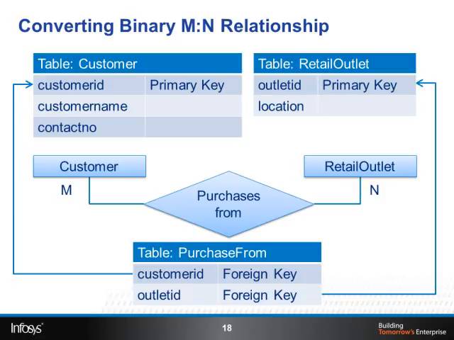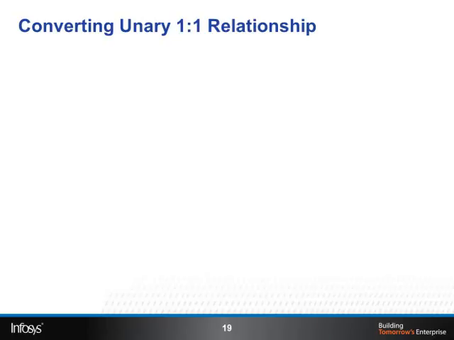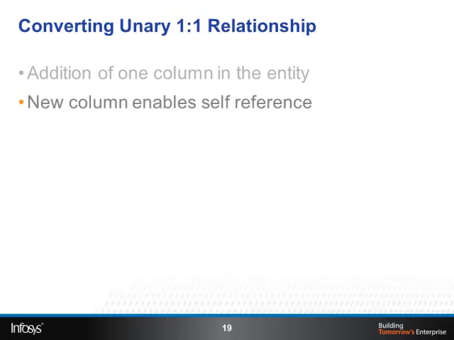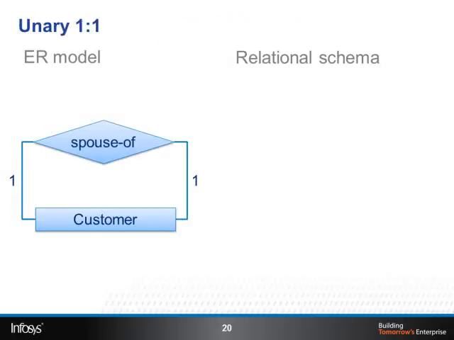Let's now look at the conversion of unary relationships. When converting a unary relationship of cardinality 1:1, a new column is added to the involved entity. This column references its own primary key to enable self-reference. Consider the scenario. Customer is spouse of customer. The entity customer has a 1:1 relationship, spouse of, with itself.